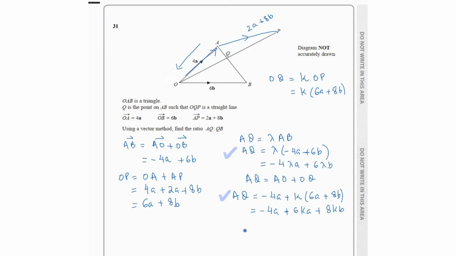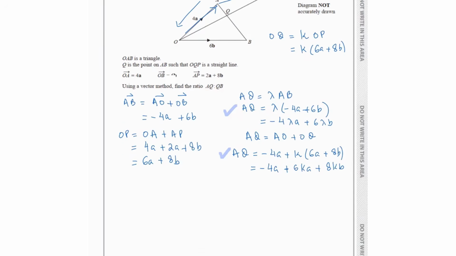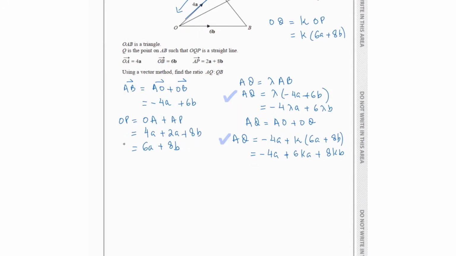As you can see, we have two equations for AQ. So since both represent the same vector, we can put them equal to each other to find the values of lambda and K, and then further use that to find the ratio of AQ to QB. So negative 4 lambda A plus 6 lambda B equals negative 4A plus 6KA plus 8KB. Values that have A attached to them, those coefficients will be put equal to each other, and same for B. Values which have B attached to them, those coefficients will also be put equal to each other.